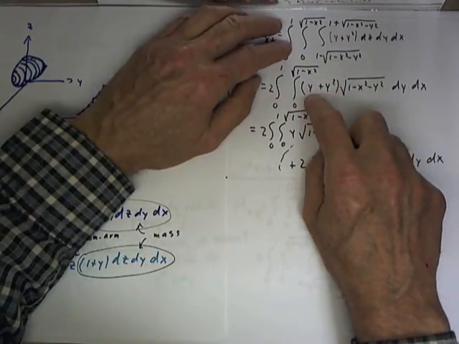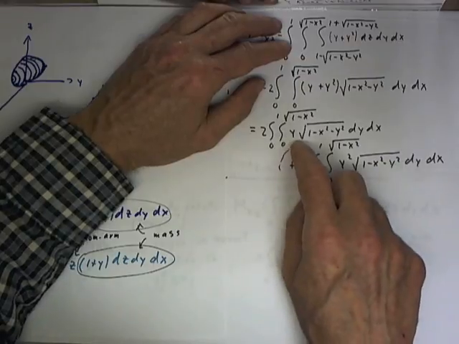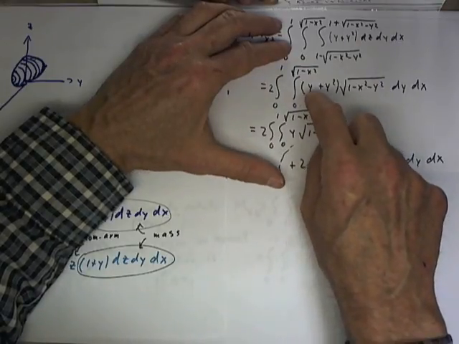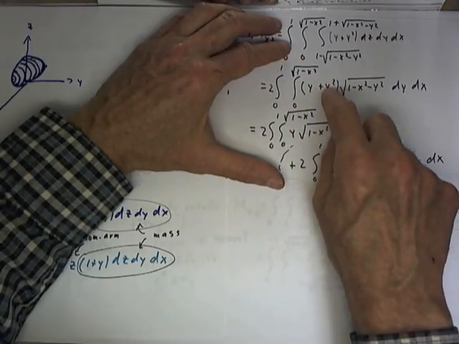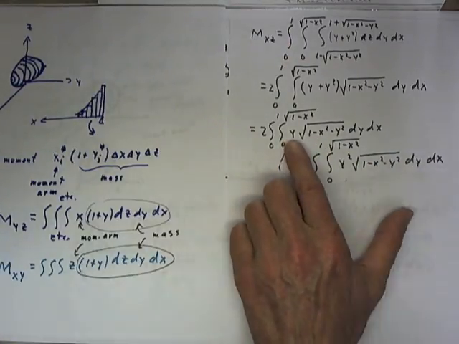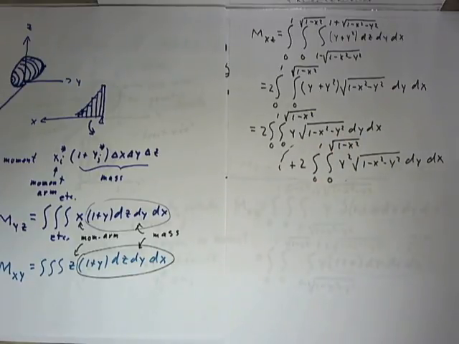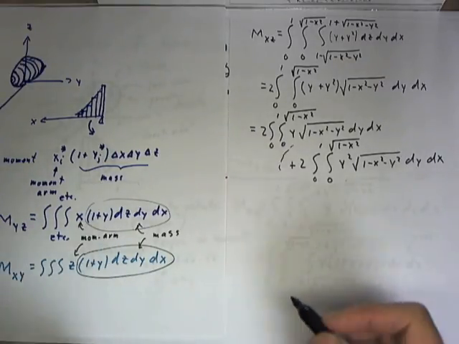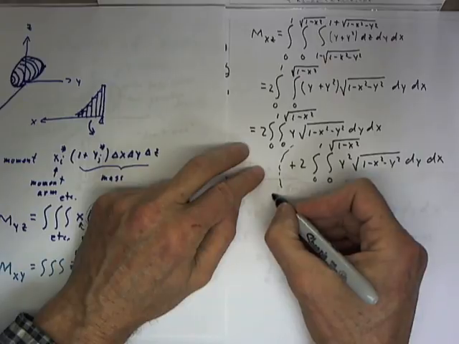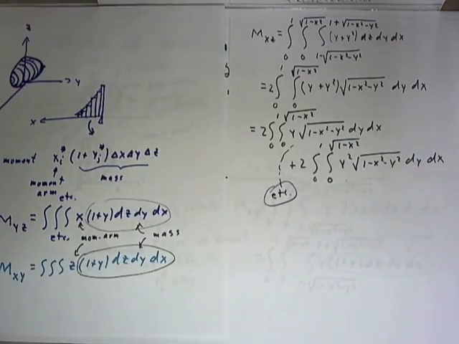Well, as we've seen before, when we have a product like this, we go ahead and distribute, giving us 2 integrals. The integral of y times the square root and the integral of y squared times the square root. Now, the integral of y times this square root of 1 minus x squared minus y squared with respect to y, we've already seen. So that one is pretty straightforward, and we just proceed in the usual manner.